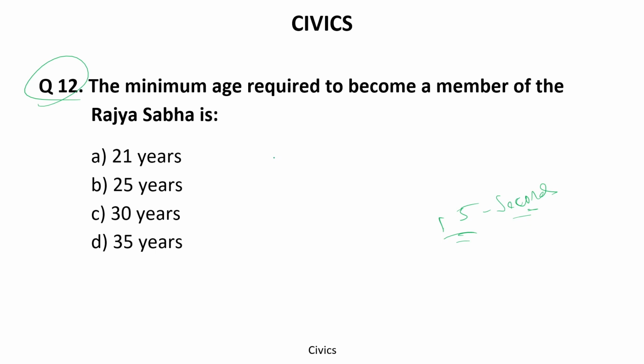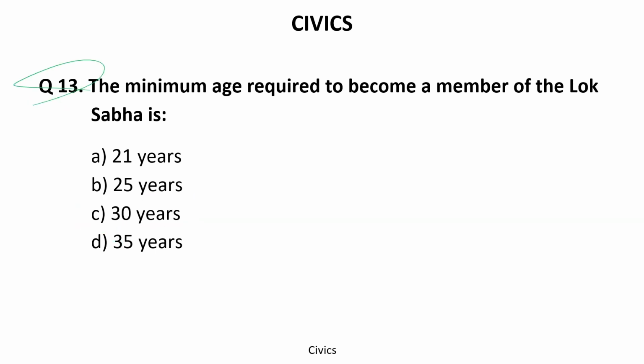Time's up. Correct answer is C, 30 years. Okay. Now the 13th question we have, minimum age required to become a member of the Lok Sabha is 21 years, 15 years, 30 years and 35 years. Again, 15 seconds you have to think and answer.